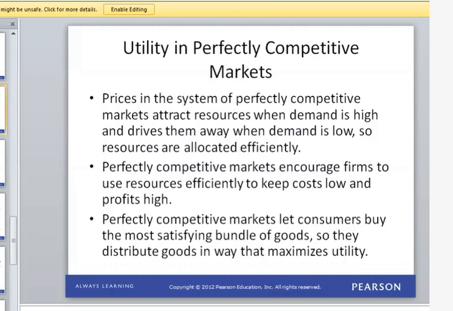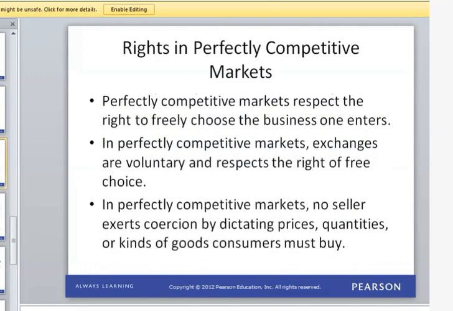Perfectly competitive market lets customers buy the most satisfying bundle. We know that if possible we want to buy in the form of a bundle because it is much cheaper, right? So they distribute goods in a way that maximizes utility. So we will get benefit; we are able to maximize our benefit. Okay, these are the characteristics of a perfectly competitive market.